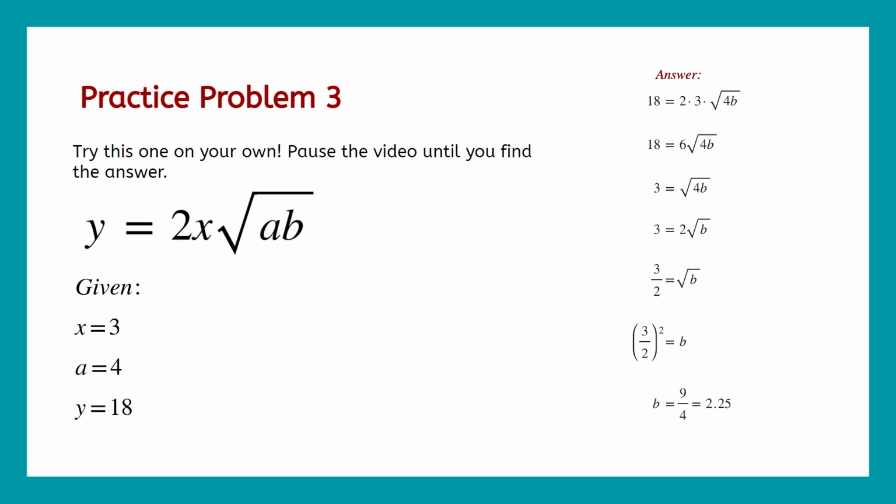b. To get rid of that 2 next to the b, I'm going to divide both sides by 2 and get 3/2 equals the square root of b. Lastly, to get rid of that square root, I'll square both sides and get 3/2 squared equals b. When I square 3 over 2, I get 9 over 4, or about 2.25.